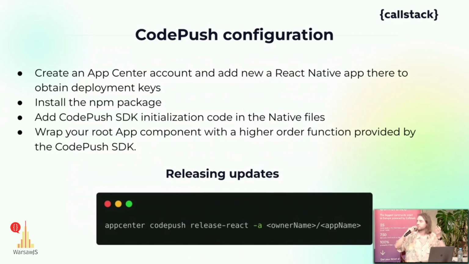And the last thing is basically that you need to wrap the root React Native app component with the higher-order function provided by the Code Push SDK, and voila, you're basically set. You can do some commits, some updates, and run this last command, and the changes should be available on the next relaunch of the app. So that seems easy, right?